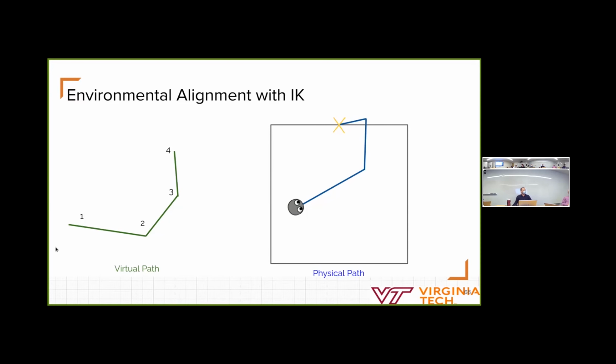But we can implement resets, which in this example would look like essentially just adding another joint where the path would cross the boundary, and then essentially resolving from there. And so that's one of the bigger contributions of this work: this notion of using IK as a base, but then extending it to satisfy these redirected walking requirements.